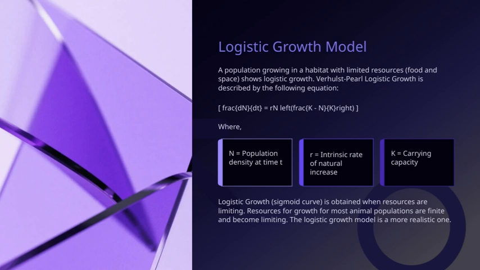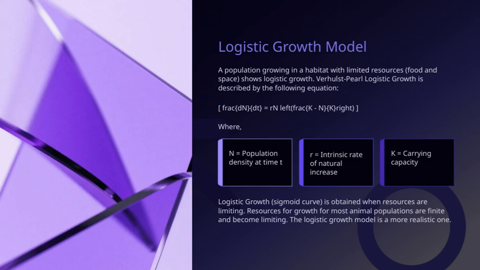It shows how the rate of change in population size depends on the current population, the growth rate, and how close the population is to the environment's maximum capacity. When a population grows in a habitat with limited resources, this logistic growth pattern emerges naturally. It's a more realistic model because it reflects the real-world constraints that populations face.